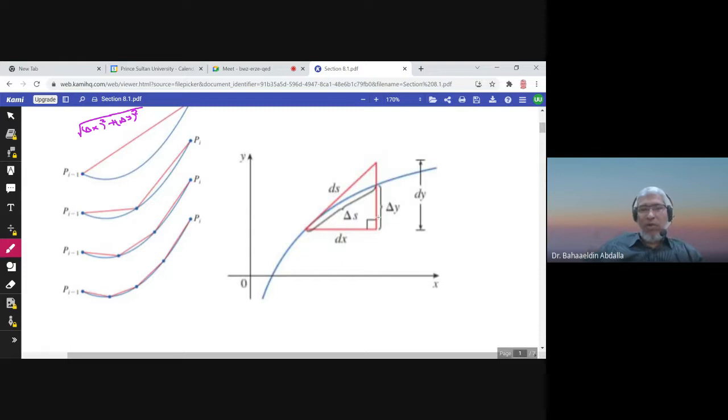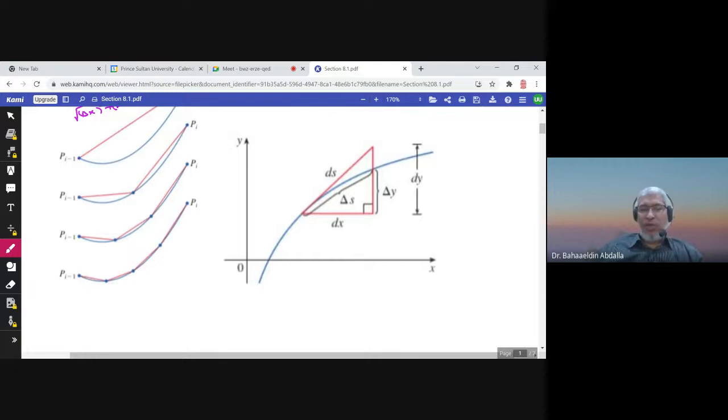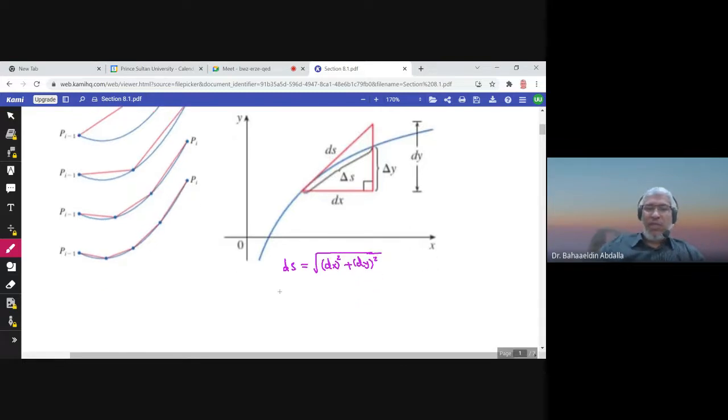So to find a formula for the arc length, let us call the length of the line ds, and the change in x is dx and the change in y is dy. Then from the Pythagorean theorem, or even from the length of the line formula, we know that ds is the square root of dx squared plus dy squared, where ds is the length of this line.